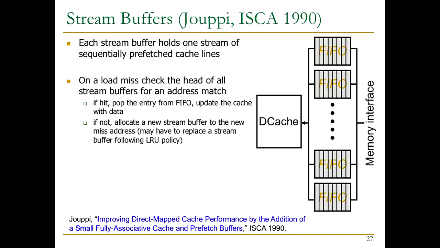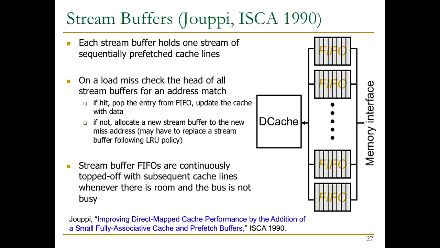When you get a load miss from the data cache, you check the head of all the stream buffers for an address match. If it matches, you get the data and put it into the cache. If it doesn't match, then you allocate a new stream buffer FIFO, and you may need to replace one of them, of course. This is one particular implementation, but you can see that if your program is always streaming, this works nicely, right?